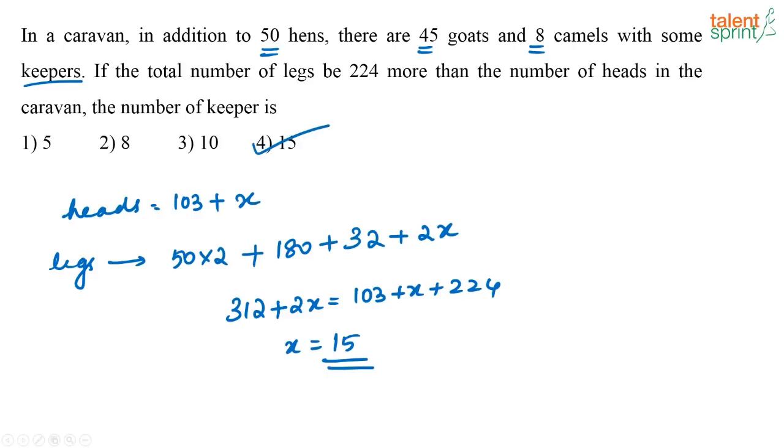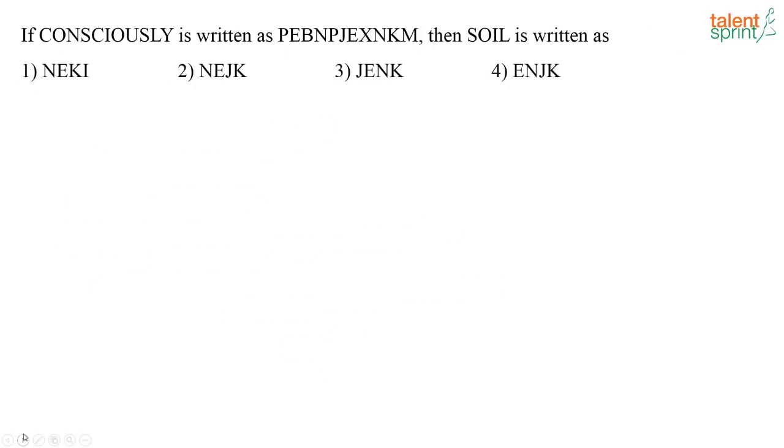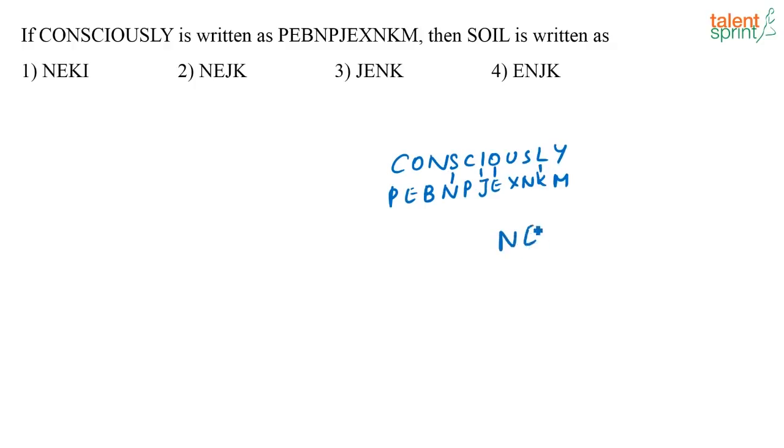Option 4. If consciously is written as follows, then soil is written as what? Now this question is on direct coding, again very easy. If you see, S is coded as N, O is coded as E, I is coded as J, and L is coded as K. So the answer we are looking for is N, E, J, K. That is option 2.